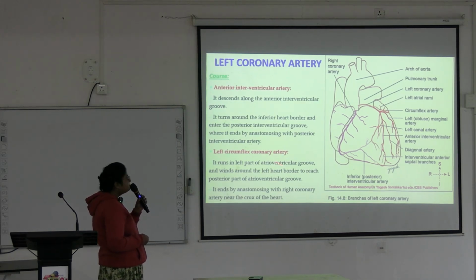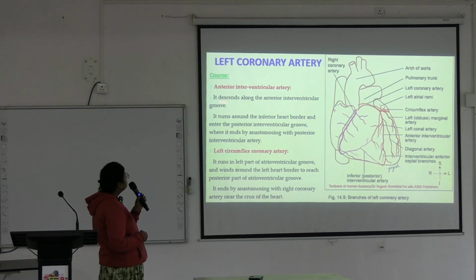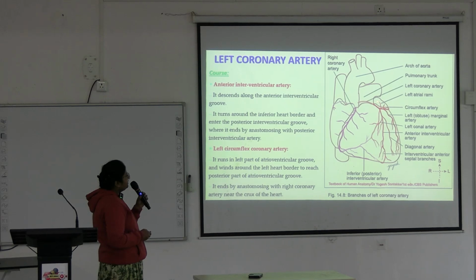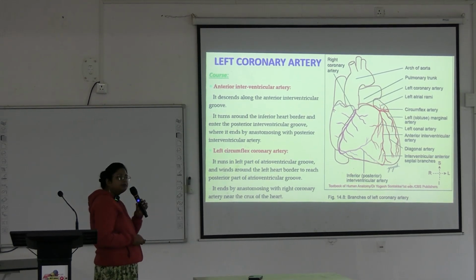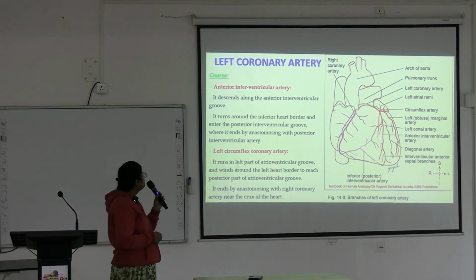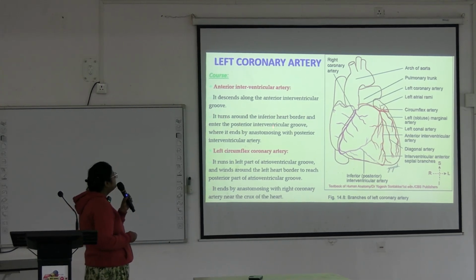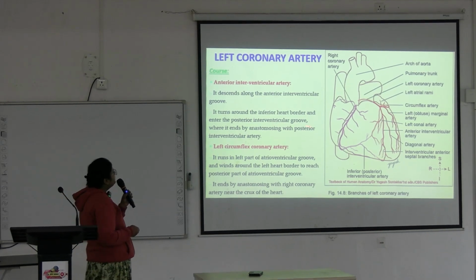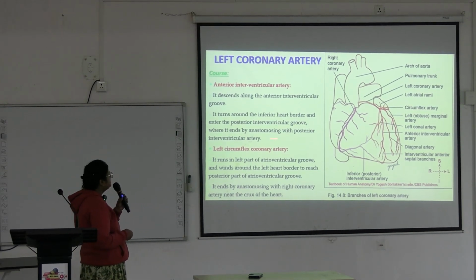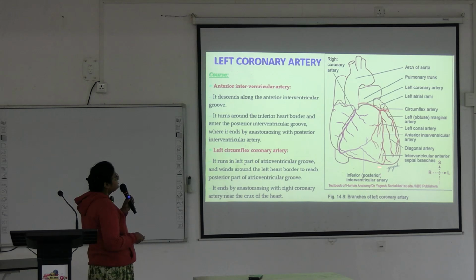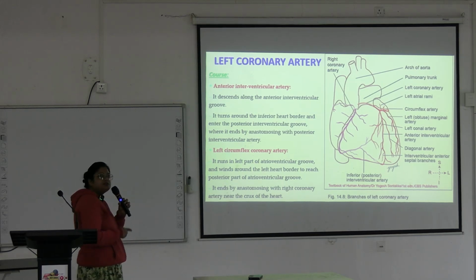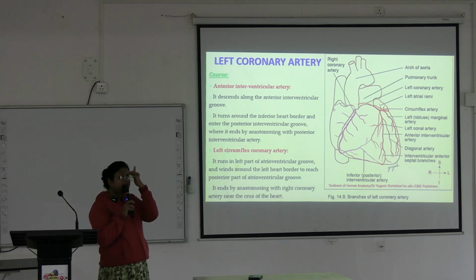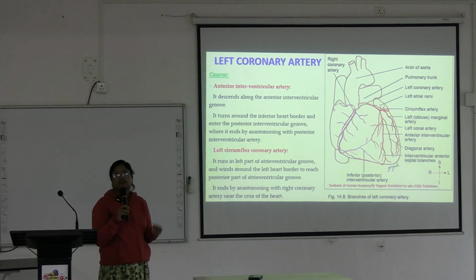Next we discuss these two branches. The anterior interventricular artery descends along the anterior interventricular groove, runs around the inferior heart border and enters the posterior interventricular groove, where it ends by anastomosing with the posterior interventricular artery. Here is the anastomosis. This is important and is asked in your viva: whether the anastomosis occurs in the anterior interventricular groove or the posterior interventricular groove.